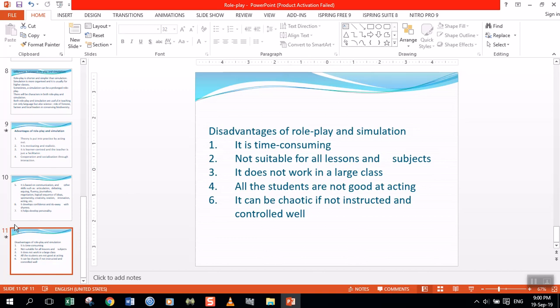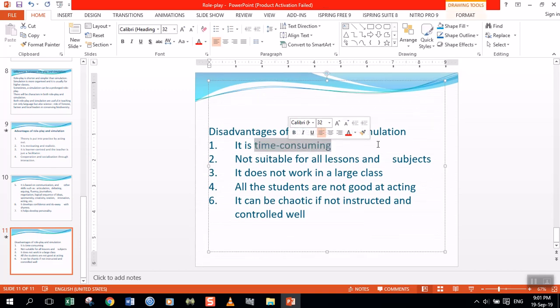The disadvantage of role play and simulation is that it is time consuming, because you need to prepare a stage, assign the roles, and they need to learn the concept. Bringing out some concept in the form of dialogue is quite challenging for the students, so they need time for preparation. So this is quite time consuming and not suitable for all lessons.